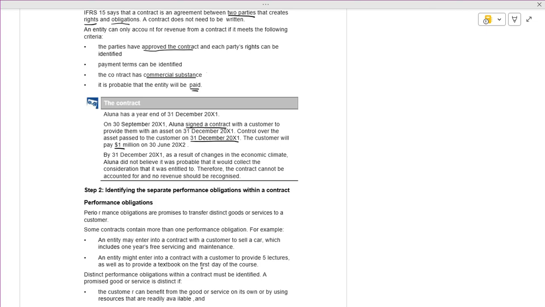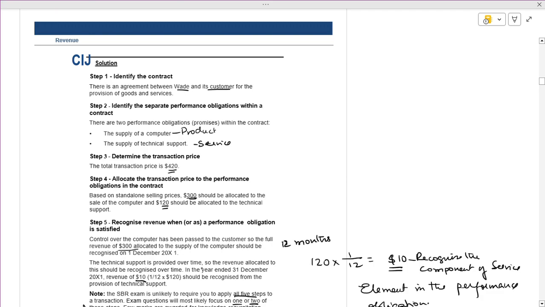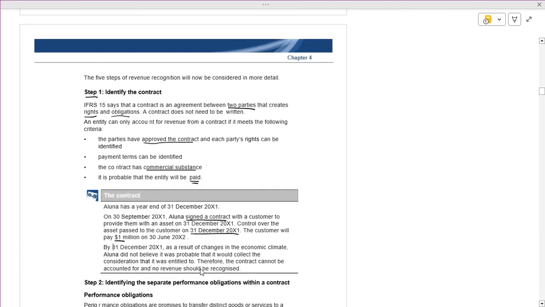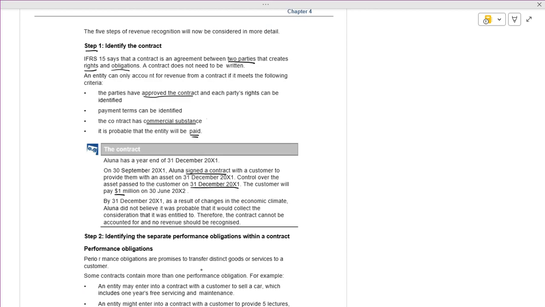See, what the rule says, what are the 5 steps? The 5 steps say that revenue is recognized when a performance obligation is satisfied. Here, what's happening? Definitely everything is there, you have a contract, but the performance obligation is not satisfied. Aruna did not believe it was probable that it will collect the consideration. They say did not believe, which means definitely we are not going to satisfy it. Therefore, the contract cannot be accounted for, as no revenue should be recognized.